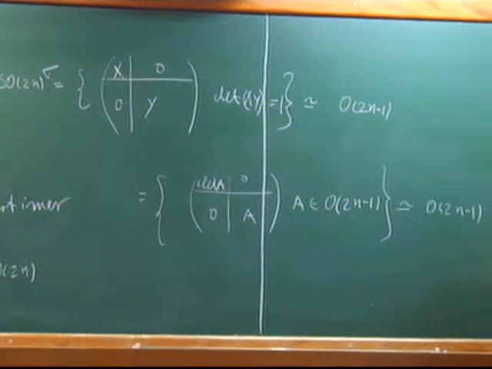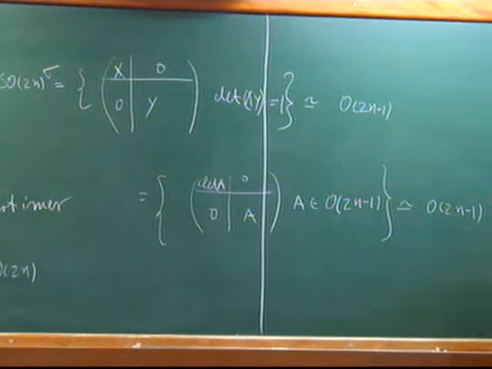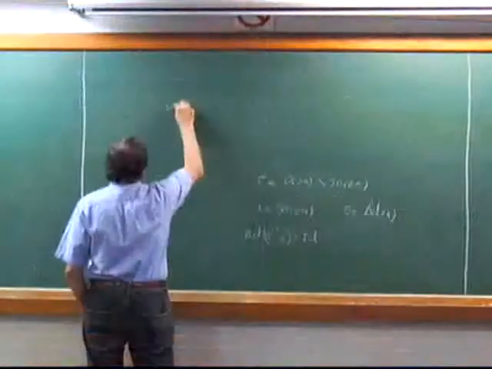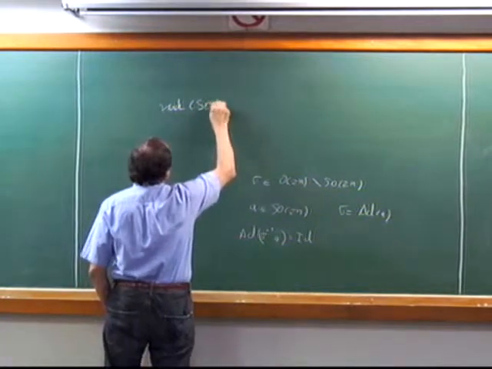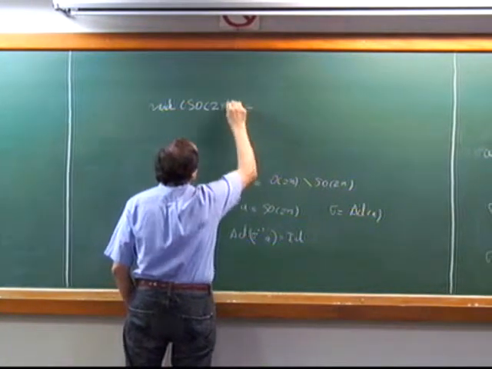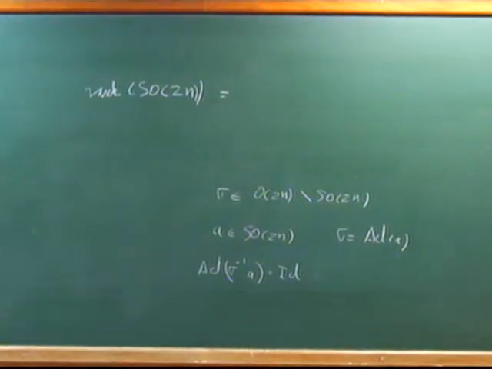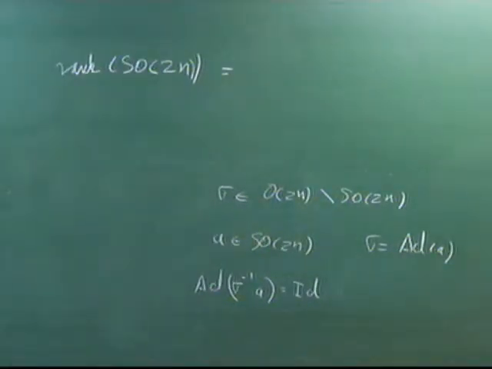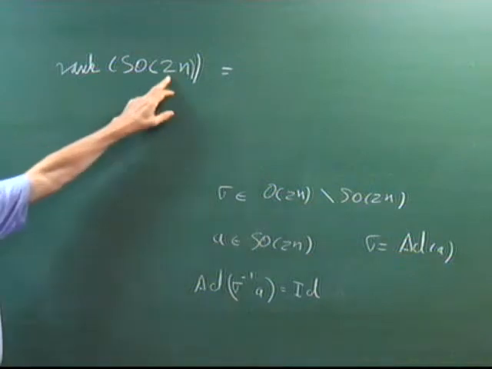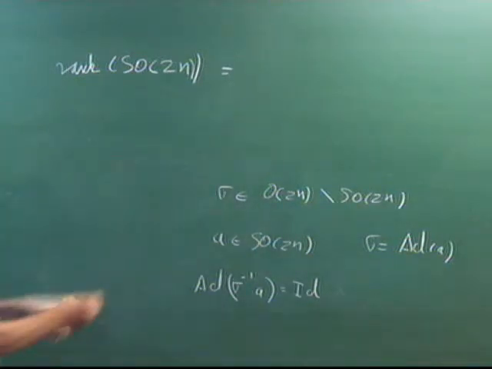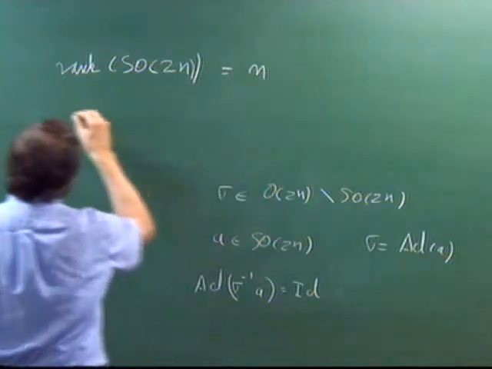So the fixed point set is O(2n-1), and now I can look at the rank of the groups. My argument was going to go by the rank of the groups. So what's the rank? The dimension of the maximal torus, right? What's the rank of SO2n? Remember that? It was diagonal matrices, rotation matrices, right? They had 2 by 2 blocks. So here I can fit in n 2 by 2 blocks. So the rank of this group is equal to n.